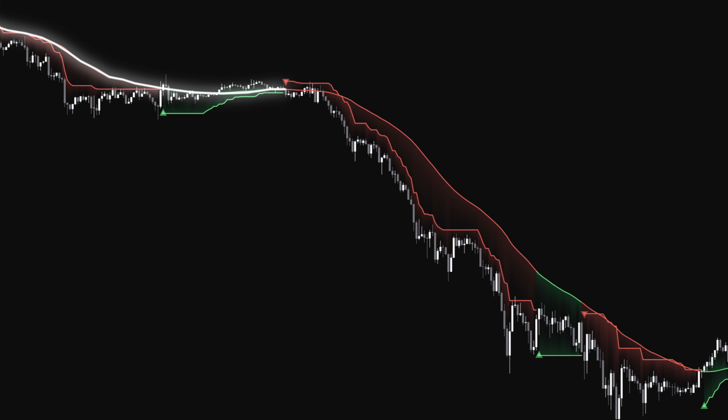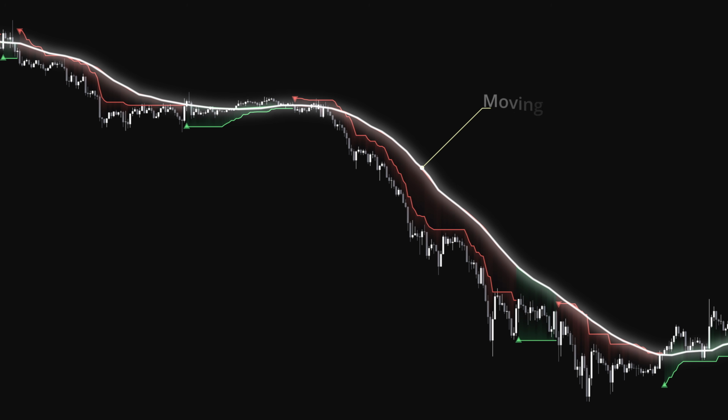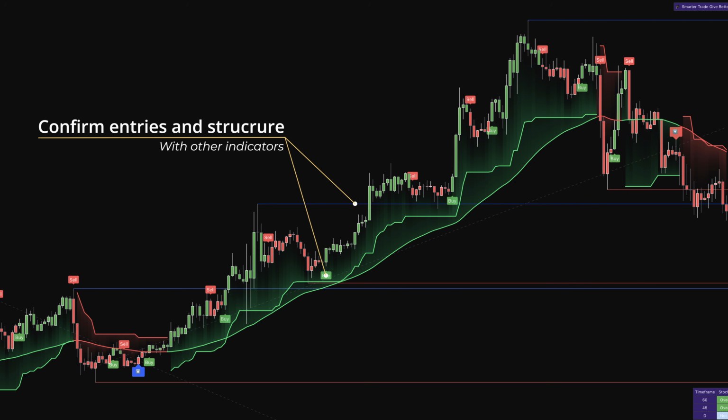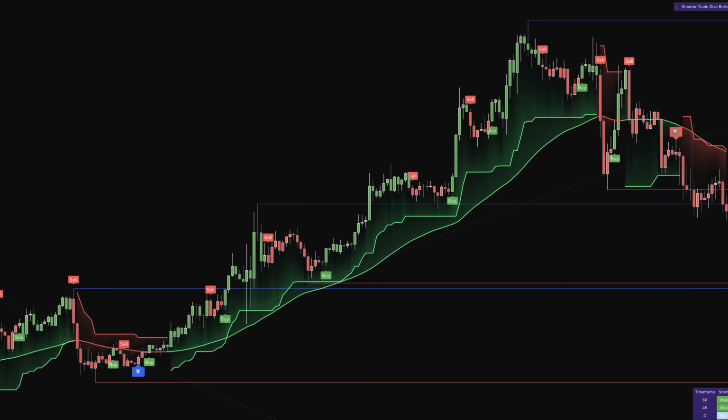The output you actually trade is still just a moving average and a trailing stop. It works best as a context and confirmation layer rather than a signal source. Pairing it with a structure or level-based tool would give it something concrete to confirm.